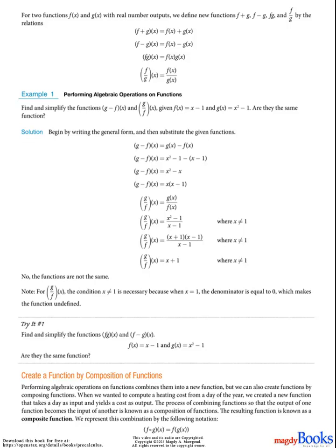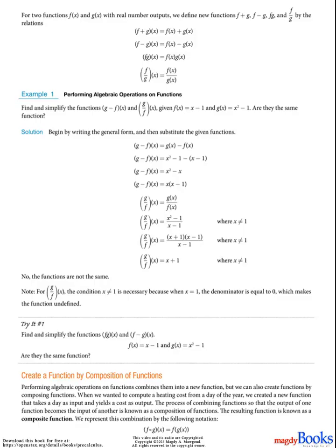Solution. Begin by writing the general form, and then substitute the given functions. (g − f)(x) = g(x) − f(x). (g − f)(x) = x² − 1 − (x − 1). (g − f)(x) = x² − x. (g − f)(x) = x(x − 1).